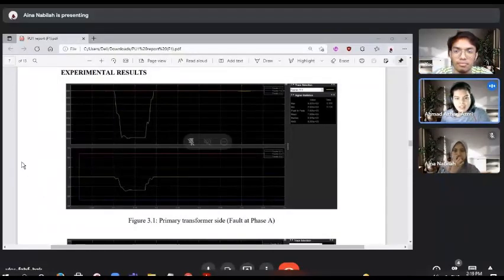Okay, today we will explain about our experiment in P1, which is a voltage sag. So in the figure 3.1, we need to make a fault at the phase A. So this is a figure in the phase A. The phase B will sag because of the connection of delta to Y.